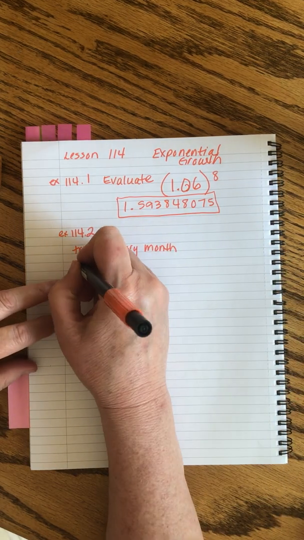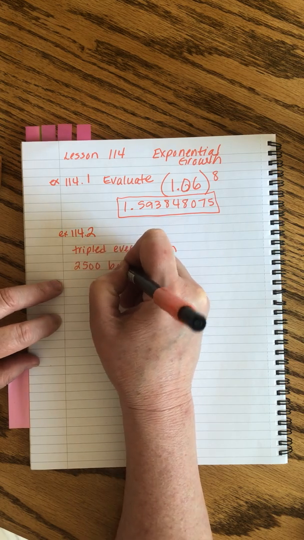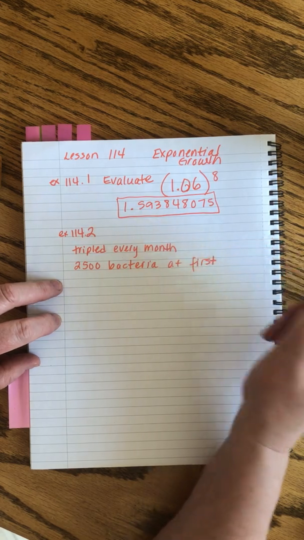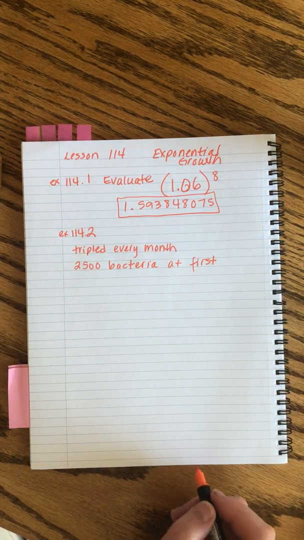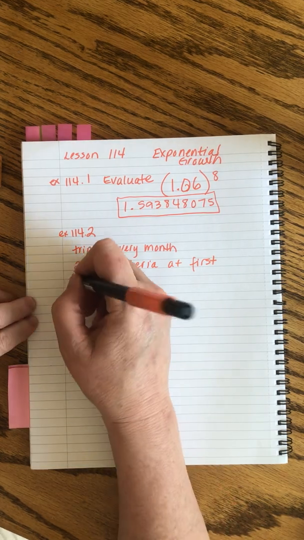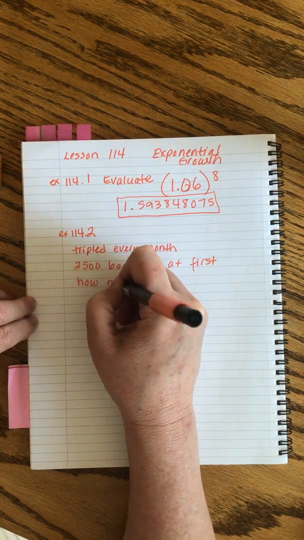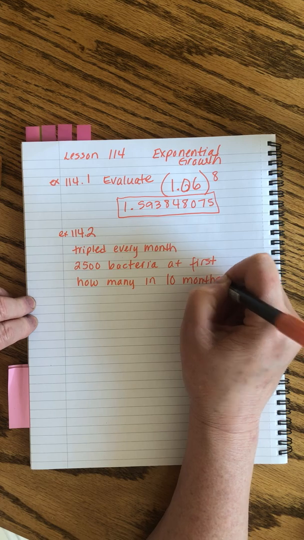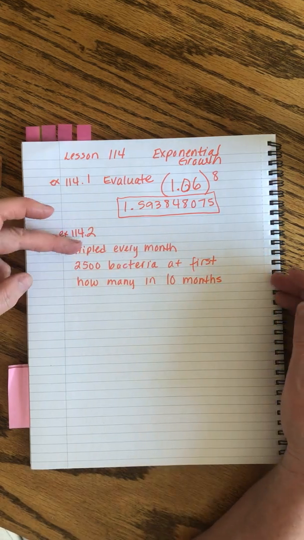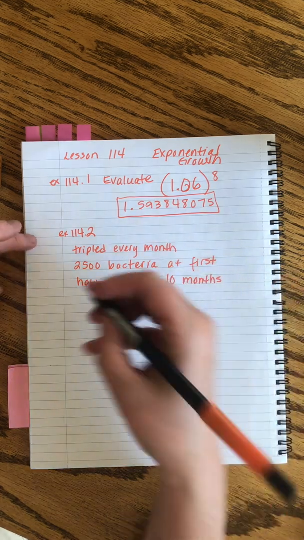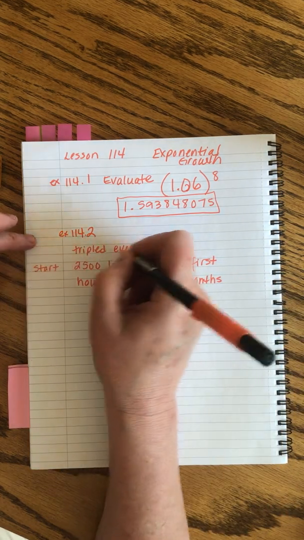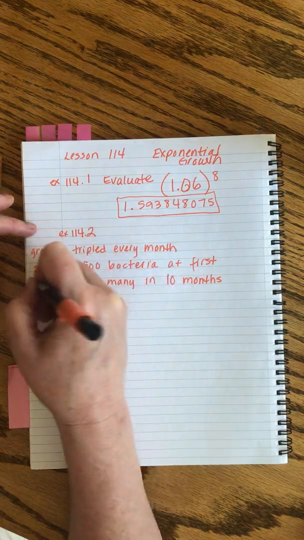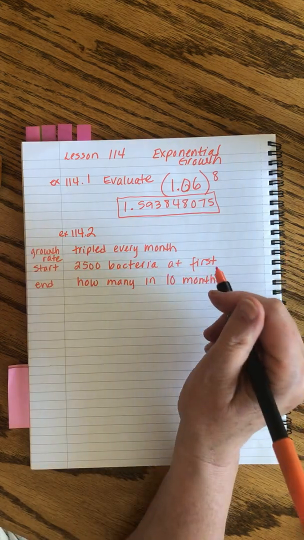If there were 2,500 bacteria at first, then how many bacteria were there in 10 months? This is the way these problems will work. They will tell us what we started with, and then they'll tell us the growth rate. Okay, so this is start, and this is the growth rate, and then this is the end. That's the pattern. All of these will finish.